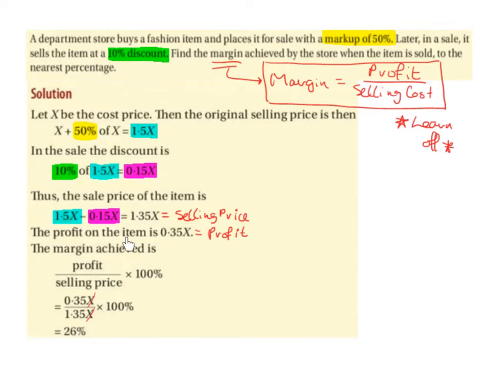The profit on the item is therefore 0.35X. This is the profit, 0.35X. And we got that because we just basically subtracted 1 from this. The margin achieved is the profit divided by the selling price times 100%. The profit was 0.35X. The selling price was 1.35X. The X cancels. Times 100%, you're left with 26%. So the margin achieved was 26%.